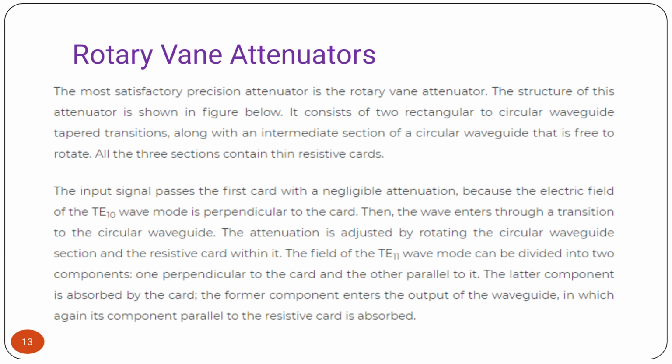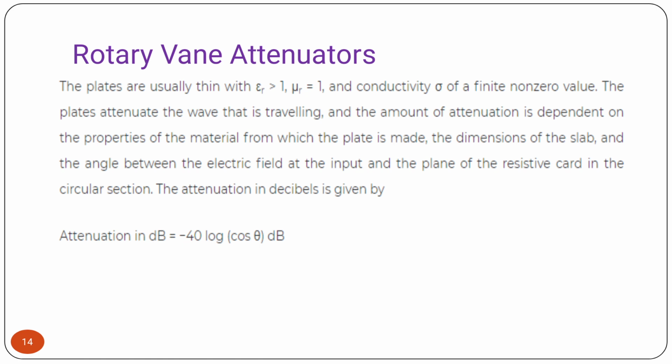The field of the TE11 wave mode can be divided into two components, one perpendicular to the card and the other parallel to the card. The latter component is absorbed by this card. The former component enters the output guide, in which again the component parallel to the resistive card is absorbed. The plates are usually thin with epsilon r equal to 1 and a finite conductivity sigma. The plate attenuates the wave that is traveling, and the amount of attenuation depends upon the property of the material from which the plate is made, the dimension of the slab, and the angle between the electric field of the input and the plane of the resistive card in the circular section. The attenuation is expressed in decibels: attenuation in dB equals minus 40 log cos theta dB.